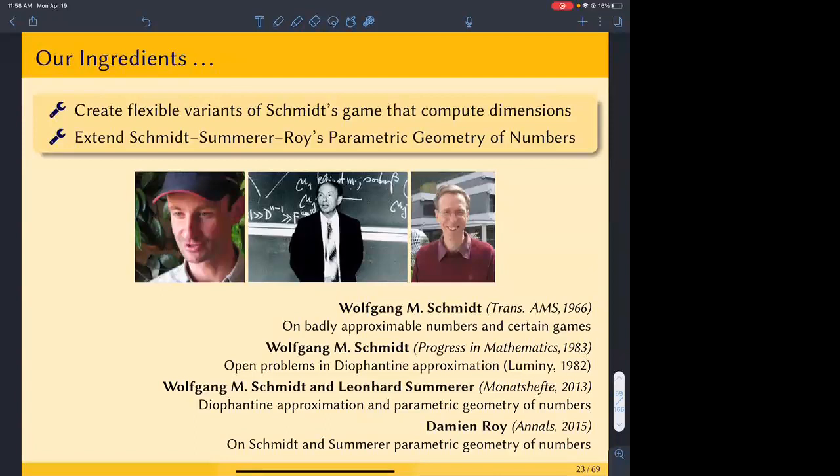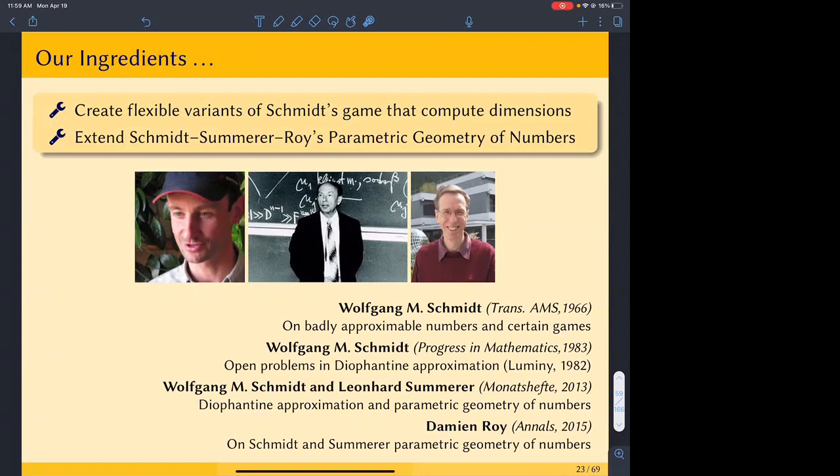Okay, so what are our ingredients as opposed to the previous ingredients that I mentioned briefly? Our ingredients involve two things. One is Schmidt's game, which is excellent if you want to show that the Hausdorff dimension of your set is full, equal to the ambient dimension. It's not so great for calculating Hausdorff dimensions of things like the singular matrices, which are strictly less than full. And so we created a variant of Schmidt's game that precisely computes the Hausdorff and packing dimension of any set. So it's just a new way to organize how you think about computing Hausdorff and packing dimensions using a topological game.